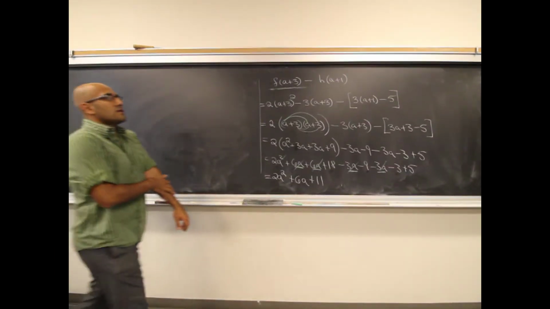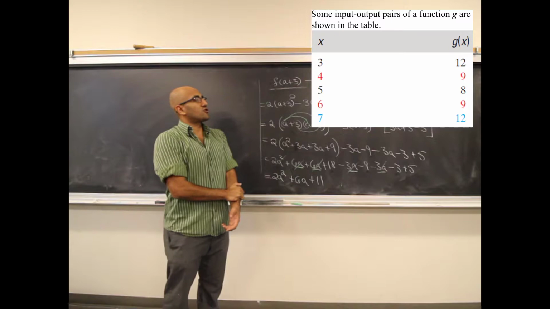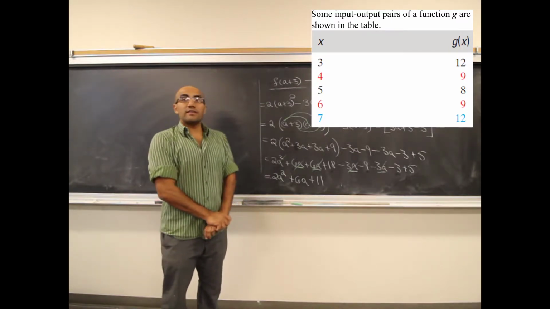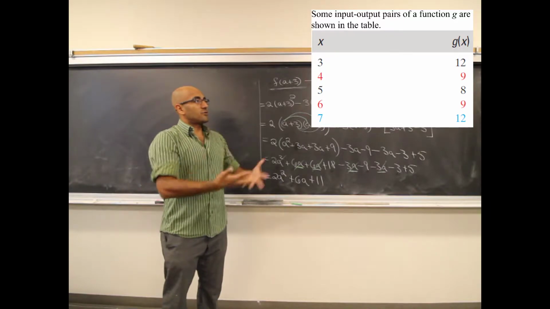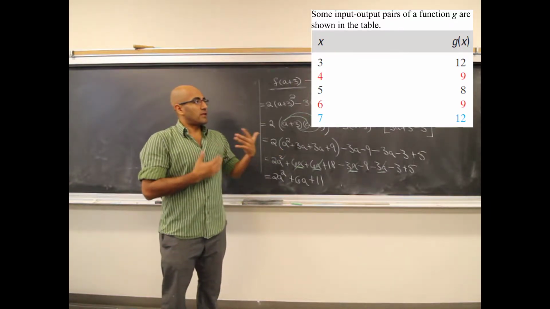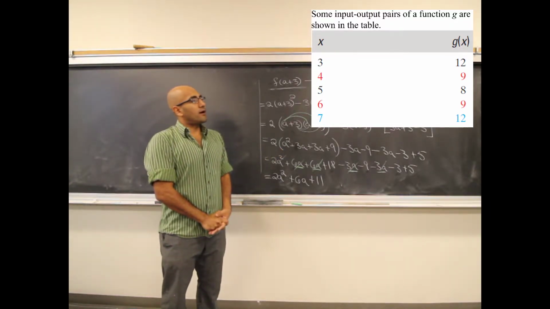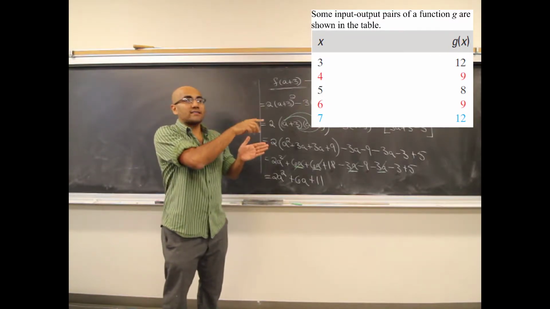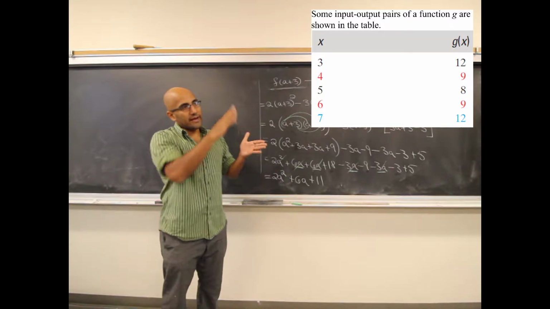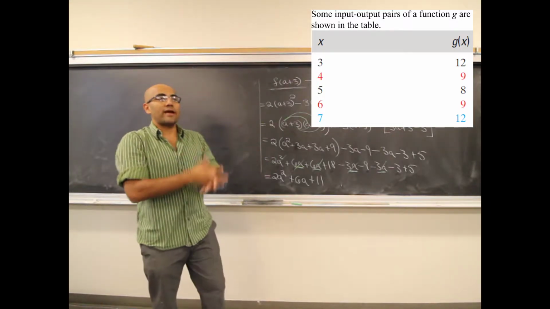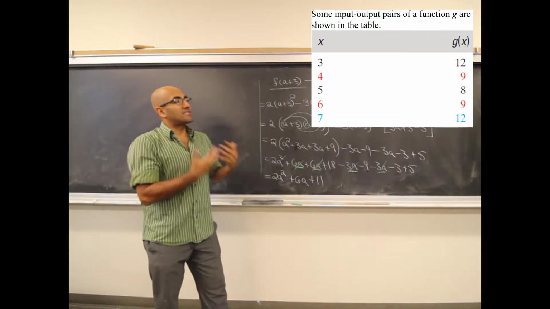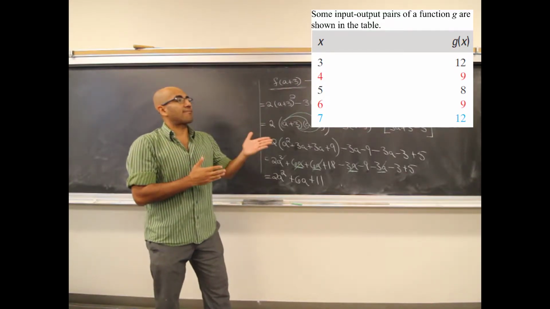Okay, so some input-output pairs of a function g are shown in the table. So sometimes you're given an equation and asked to evaluate things. Sometimes you'll be given a table like this one. So here we have a table where we have some x's, and then instead of y's, they wrote g of x. That's okay. In place of y, we have the notation g of x. So it's the g function. So based on the table, we can evaluate things at those points.